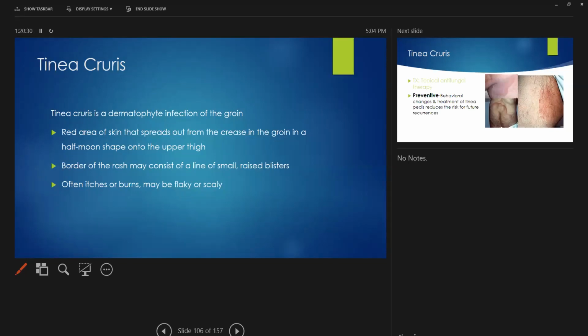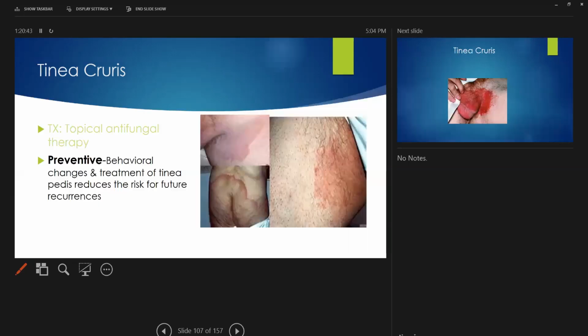So tinea cruris is a dermatophyte infection of the groin. There's a red area of skin that spreads out, and the creases of the groin, the border of the rash may consist of a small line of raised blisters. So this is what it looks like. Looks super itchy and not very fun. So basically the treatment is to apply a topical. You also want to make sure that they're pat drying when they're done with the shower and things like that. Constantly changing underwear, but not easy.